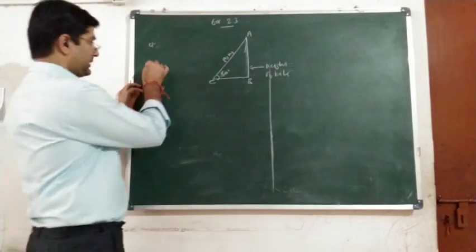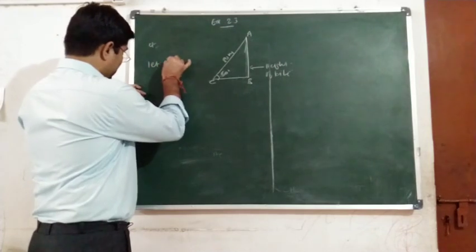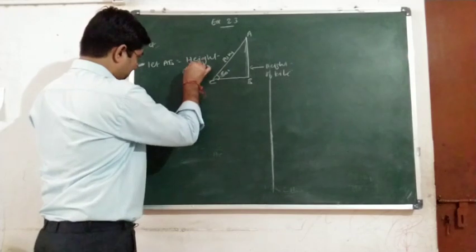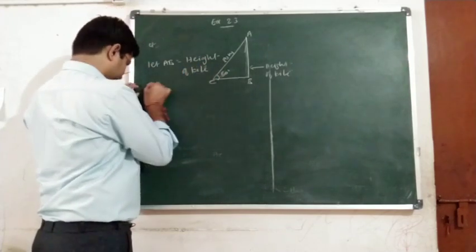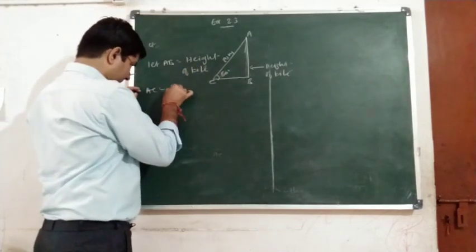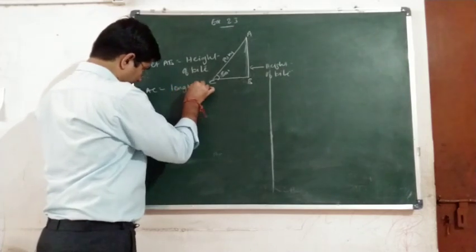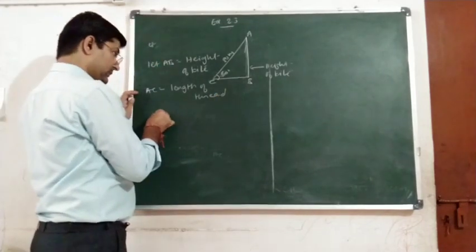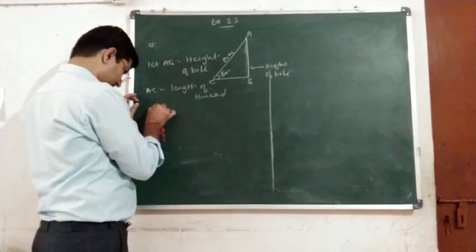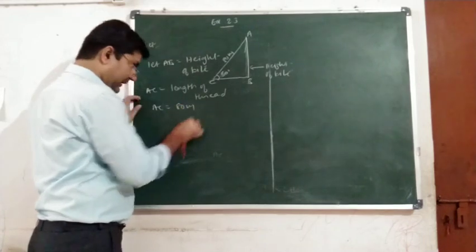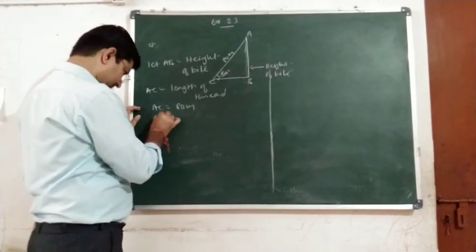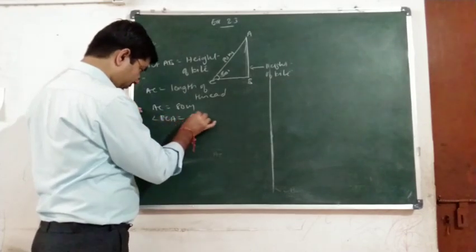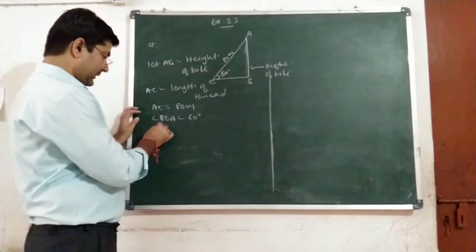is given to be 60 degrees. Let us write down the description. Let AB be the height of the kite, AC the length of the thread. So AC is given to be 80 meters, angle ACB or BCA is given to be 60 degrees. We have to find out AB.